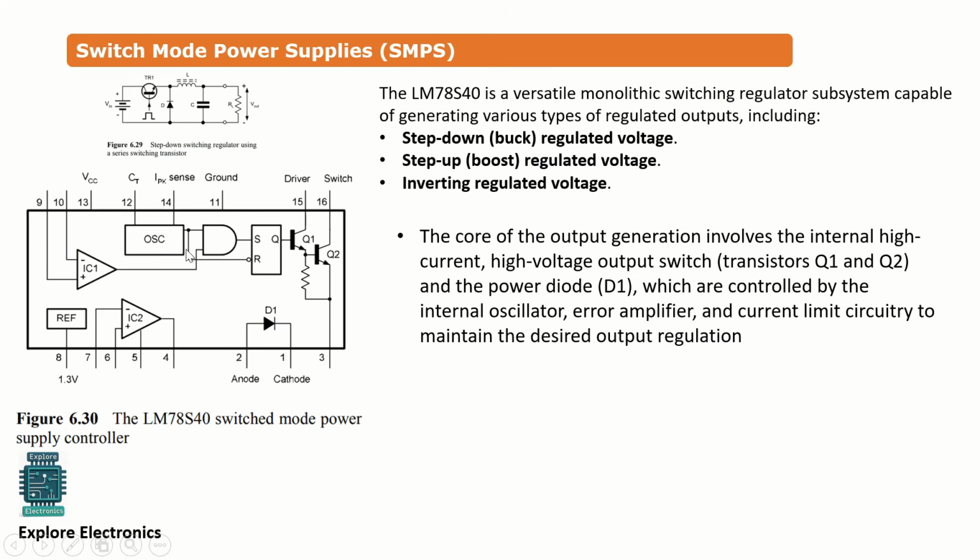This oscillator provides a continuous signal, which this SR flip-flop uses to switch on and switch off Q1, Q2. So these devices, the oscillator and IC1, IC2, are two comparators. These are op-amp devices. All these constitute a power supply controller. And this device gives the current limiting circuitry to maintain the desired output regulation. This device will be just a power supply controller device. This is about SMPS.